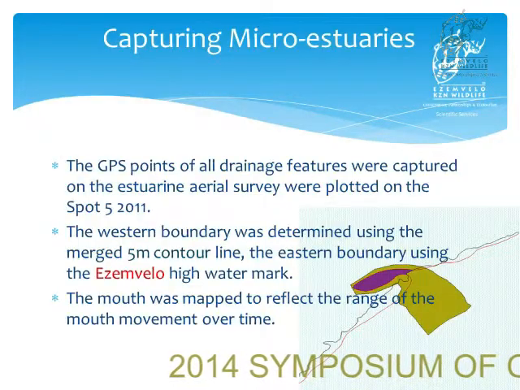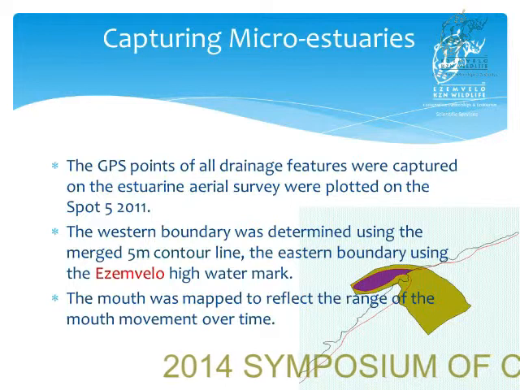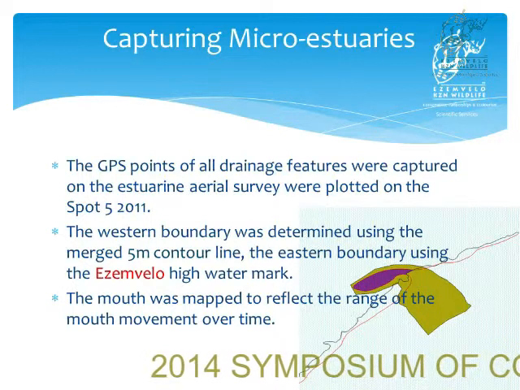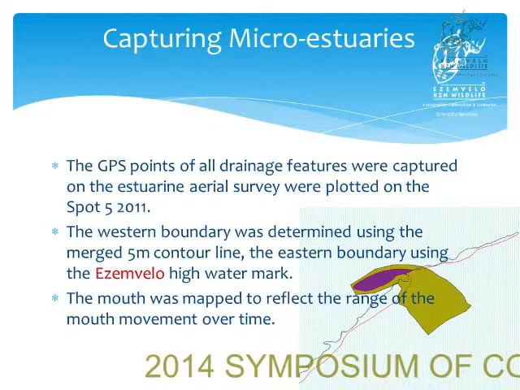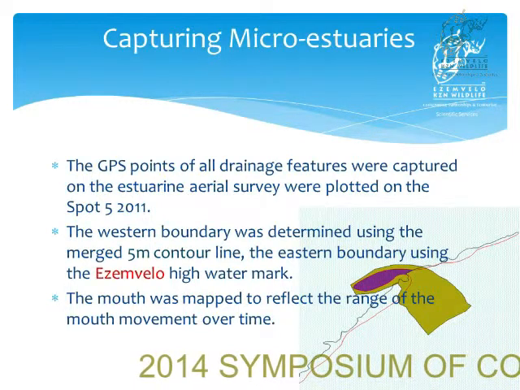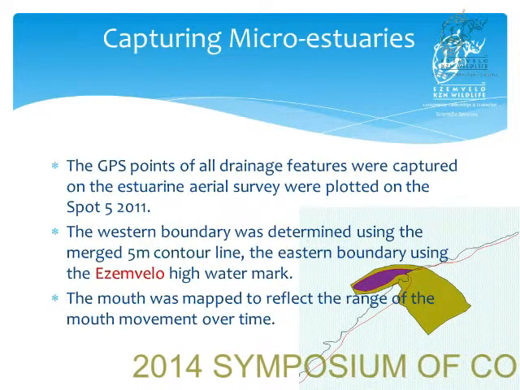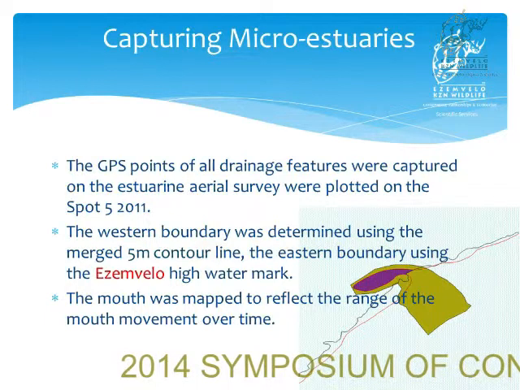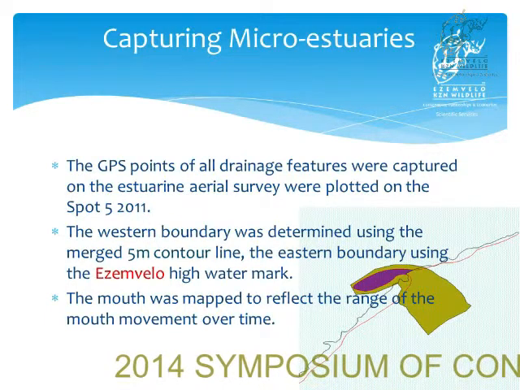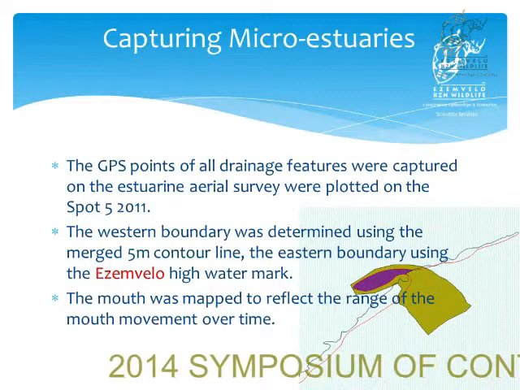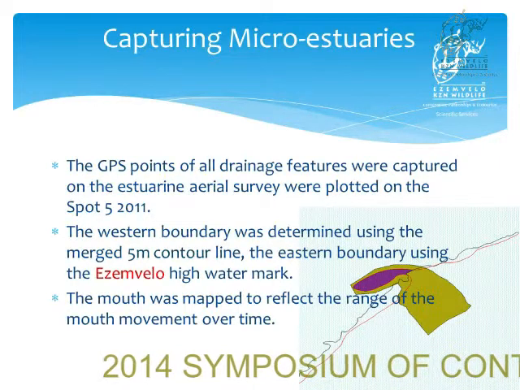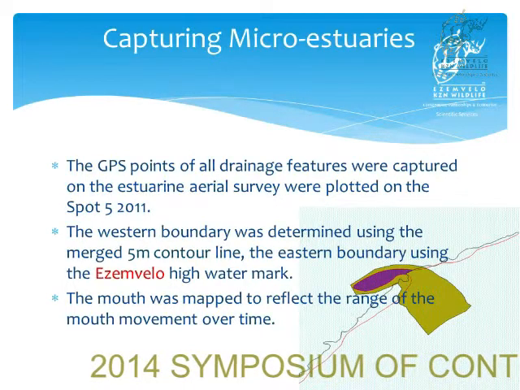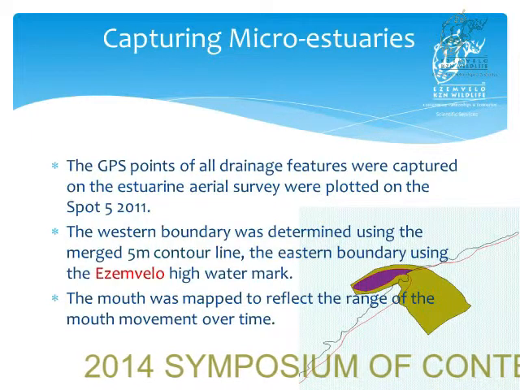To capture these micro-estuaries, GPS points obtained on an aerial survey done by John Craigie were plotted on a 2011 Spot 5 imagery, and where points fell into visibly open water they were captured as micro-estuaries. These were classified into 4 features: a micro-estuary, micro-sip, a micro-stream, and a 100% modified system. The eastern boundary is determined by Ezemvelo's high water mark and the western boundary by the 5-meter contour line. The mouth was also mapped to reflect the range of movement of the mouth over time. All these features were mapped to keep evidence that these were taken into consideration.